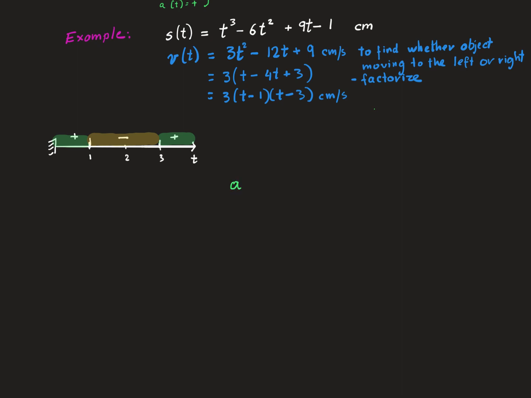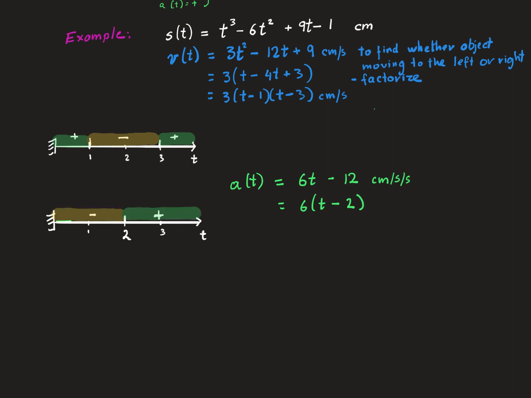We can now find the acceleration expression by differentiating the velocity. So we will now get 6t minus 12. We'll factorize that as well, and we'll find that that's 6(t minus 2). This will give us the sign diagram for acceleration. Once again, the time cannot be any less than 0, so acceleration changes at 2, where it's negative for t less than 2 and positive after that.